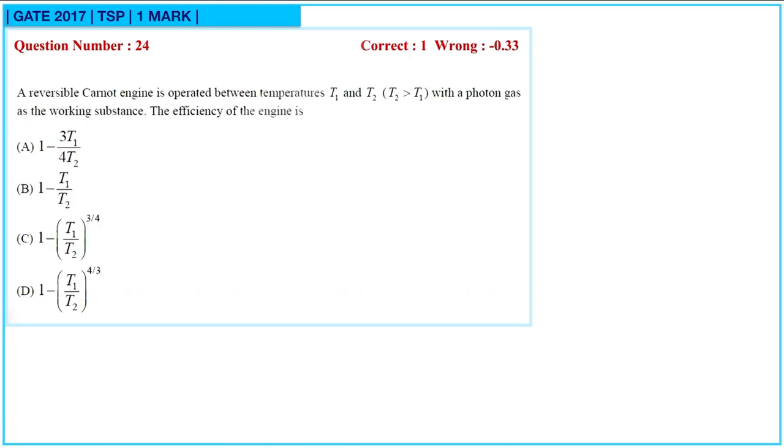Next question. A reversible Carnot engine is operated between temperatures T1 and T2, T2 is greater than T1, with a photon gas as the working substance. The efficiency of the engine is. Efficiency of Carnot engine is 1 minus temperature of sink upon temperature of source. So that is equal to 1 minus T1 by T2. So option B is correct. It does not depend on the working gas.